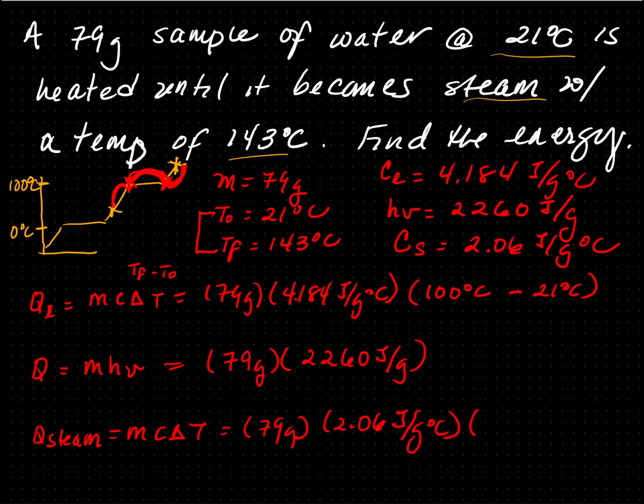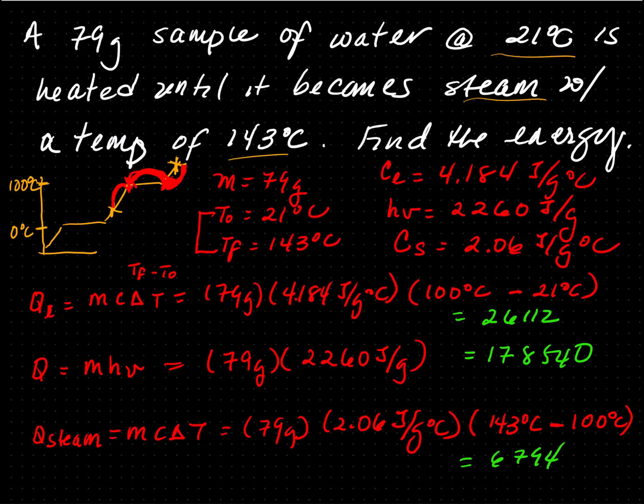Our final temperature we're going to reach as steam is 143 degrees Celsius minus, remember, steam starts at 100 degrees, so our initial temperature has to be 100 degrees Celsius. So if we multiply, the liquid becomes 26,112. The vaporization is 178,540. And then the steam is 6,794. Now I'm going to quickly go and do sig figs.